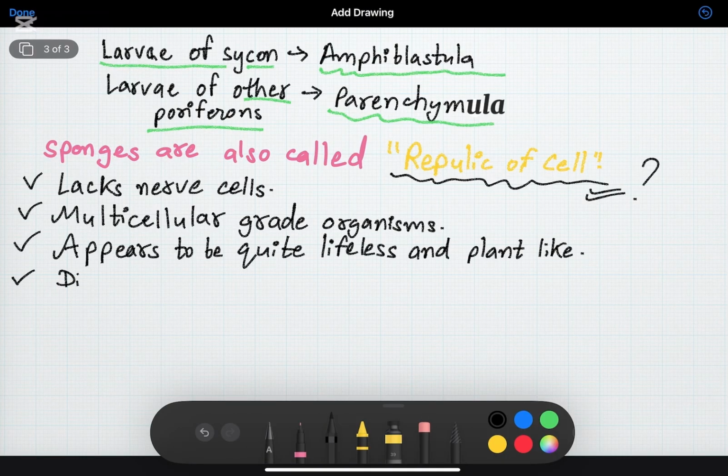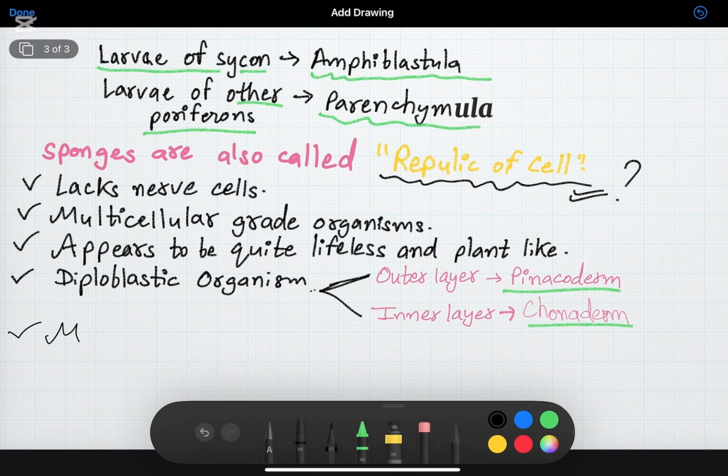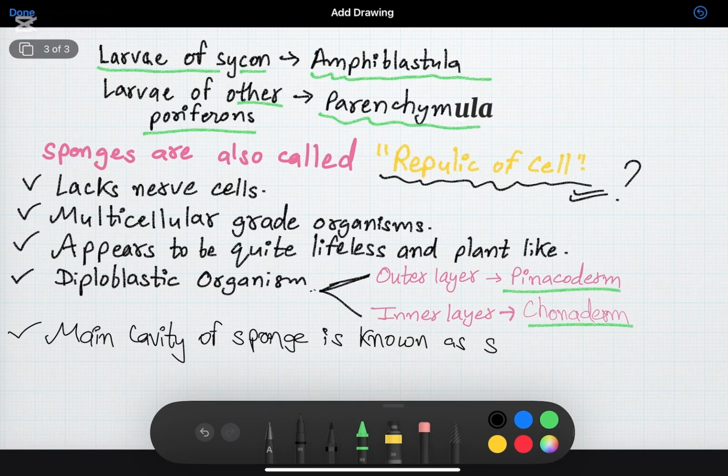They are diploblastic organisms, meaning they have two layers in their body. We know ectoderm and endoderm, the outer layer ectoderm, the inner layer endoderm, and the middle layer mesoderm, as we all know. But in Porifera, we don't call them ectoderm or endoderm. There are two layers present in them. The outer layer is called pinacoderm and the inner layer is called choanoderm. The main cavity of a sponge is known as spongocoel. It has a water canal system.